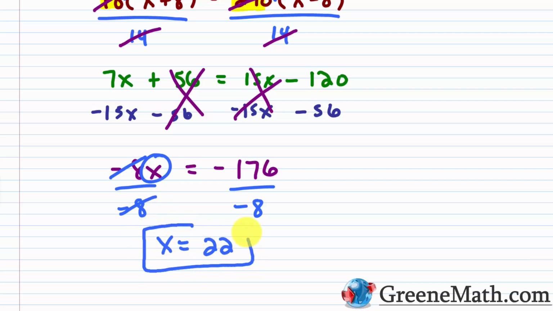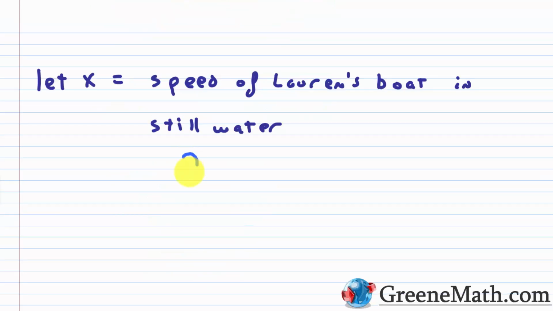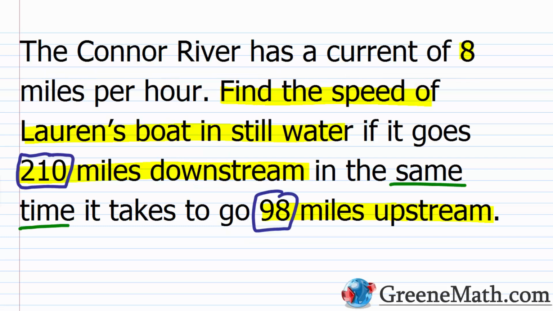So this is what we're looking for. I can't just put x equals 22, obviously. I've got to answer my question. But x tells me the speed of Lauren's boat in still water, which is exactly what we want to know, right? So it's going to be 22 miles an hour. So I can say this is 22 here. And let me go up and just answer my question. So I can just say that Lauren's boat has a speed. Let me make this better.